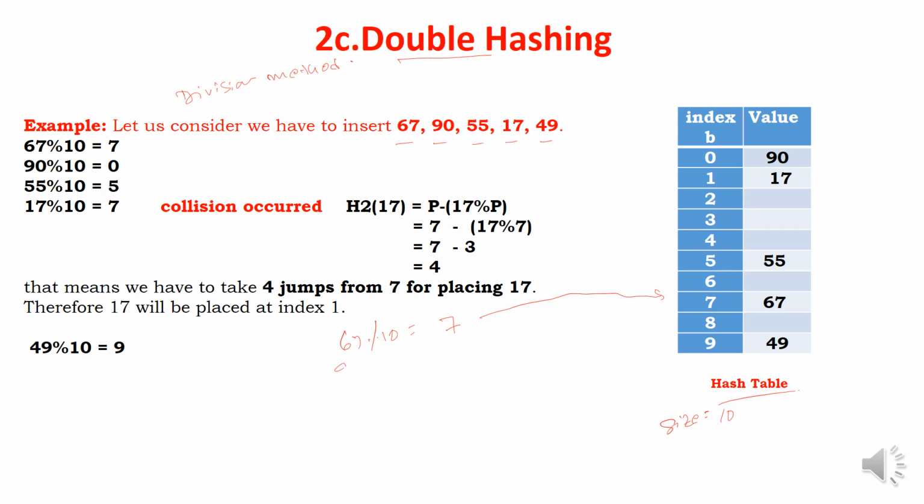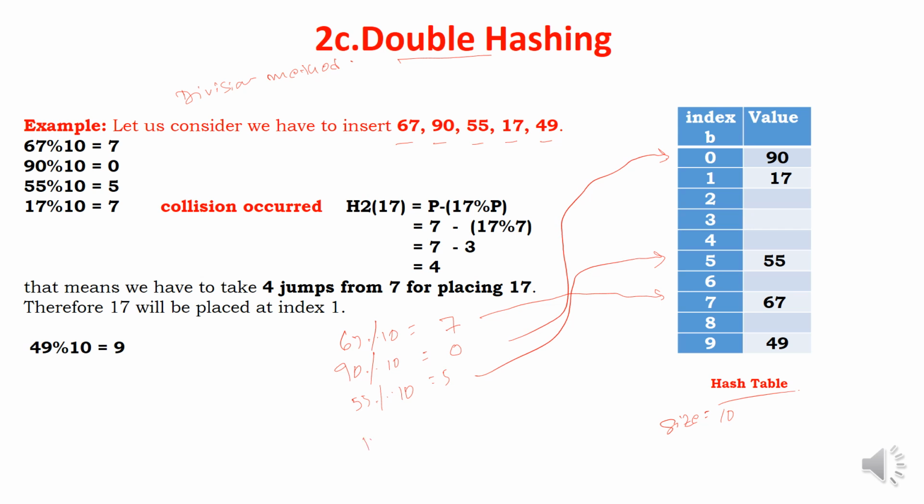Then 90: 90 % 10, so the index is 0. In the place of 0, 90 is placed. No collision, so if there is no collision, we need not use the second function. Now 55: 55 % 10 is 5. Is 5 filled with any value? No. So 5 is filled with 55. No collision, so no need to use the second hash function.